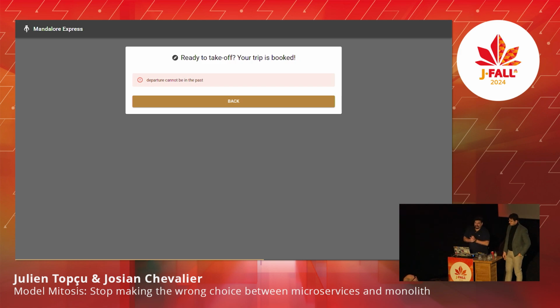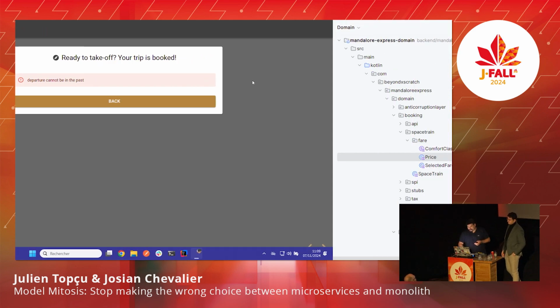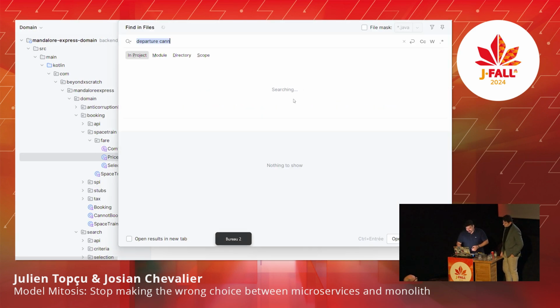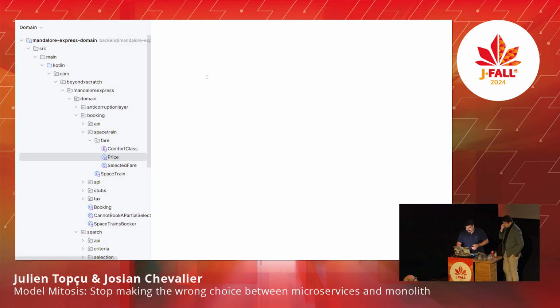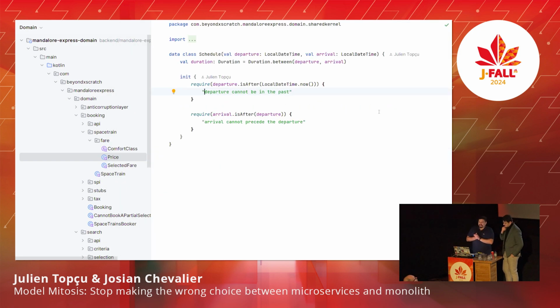Okay, so if I understand well, we are not able to open past bookings. This is annoying for our corporate travelers because they cannot expand these bookings. If we do so, here we have an error that said departure cannot be in the past. So let's see in the code where this message is coming from. Okay, looks like it comes from the schedule. It's true that here we have an invariant that makes sure that the departure time is always in the future, but it doesn't make sense when this is a past booking.